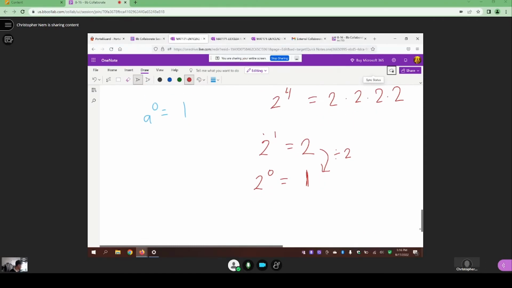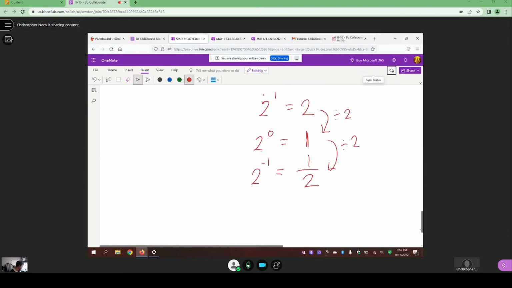So what happens if I have 2 raised to the negative 1st power? Well, that's just simply 1 over 2, 1 divided by 2. We just keep dividing by 2. Do you see that? We're just doing the inverse operation continuously as we keep going down by 1 number. Then 2 to the negative 2nd power, that's just going to give me 1/2 divided by 2. That's 1/4. However, it's easier to say 1/2 squared.